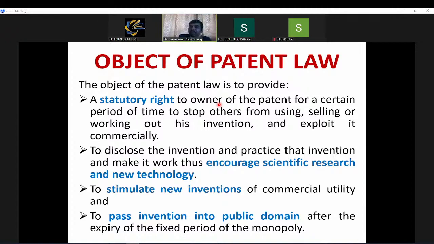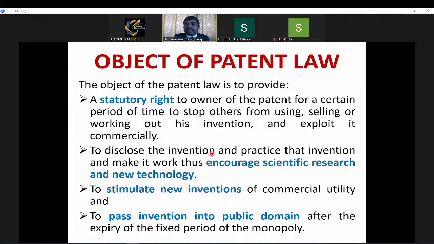And they can use the things for a commercial purpose. No other people can use or sell without his permission. With his permission, they can use it. And because of that patent, whatever I invented, I am disclosing my invention to the scientific people. Yes, this is the thing I invented and I'm keeping it in a public forum. Anybody can look, but they cannot use it for a commercial purpose.